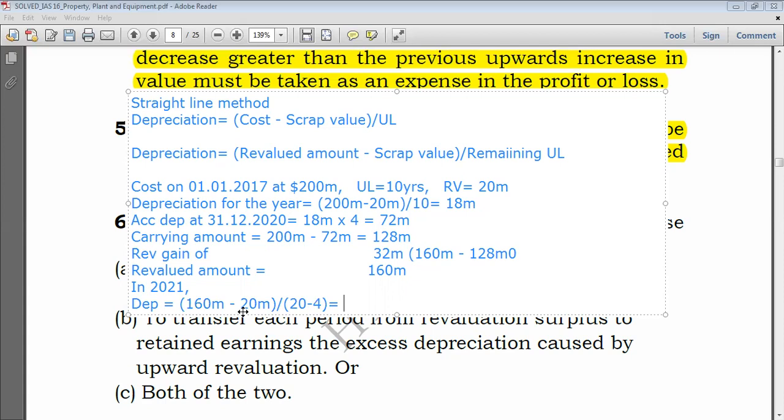160 million minus 20 million, you get 140 million. 140 million over 16 is like 70 over 8, 35 over 4, which is 8.75. So I would have a depreciation of 8.75 million per year. This is what I would have at my disposal. That's how we compute the depreciation, and that's why we say we base it on the revalued amount. I hope everything has gone well.